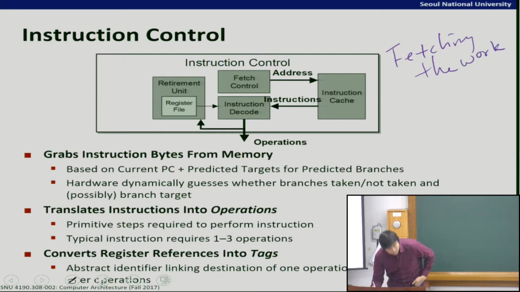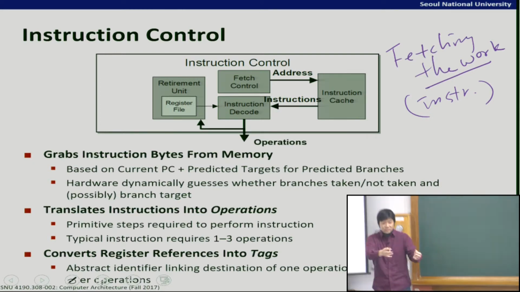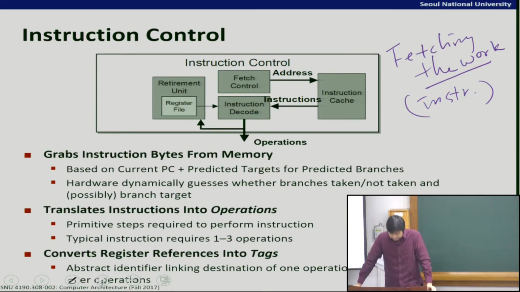So in this case, the work is instruction. The role of this part is fetching the instruction as fast as you can and as correctly as you can. That's the goal of this instruction control design. So it grabs instruction bytes from memory, based on PC and predicted target and for predicted branches.